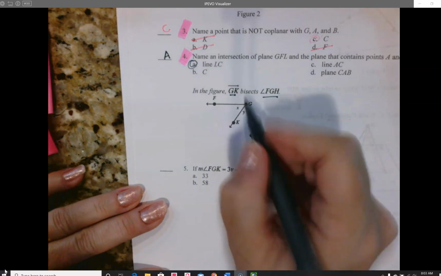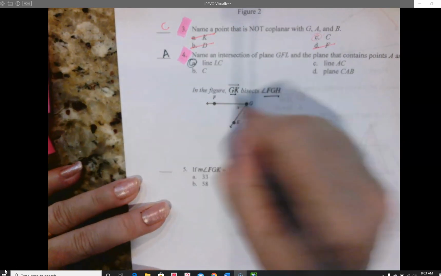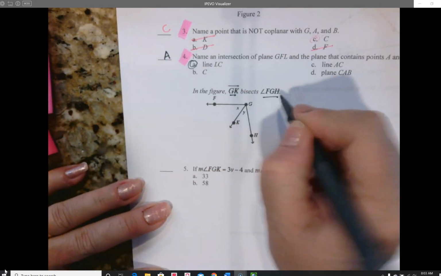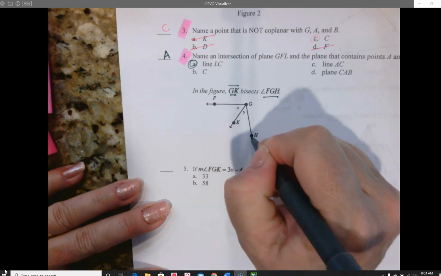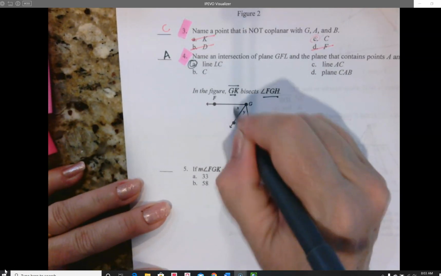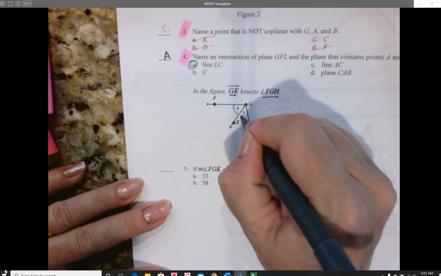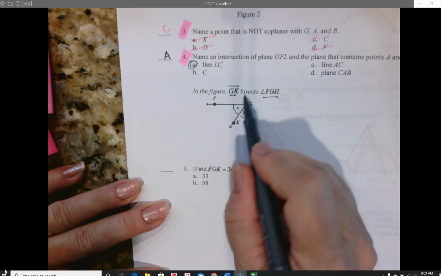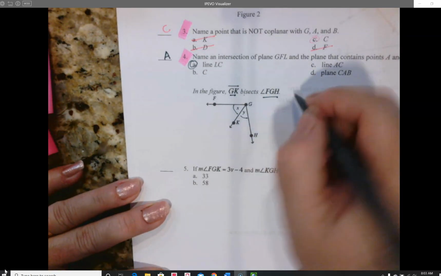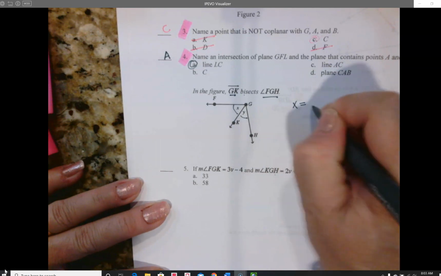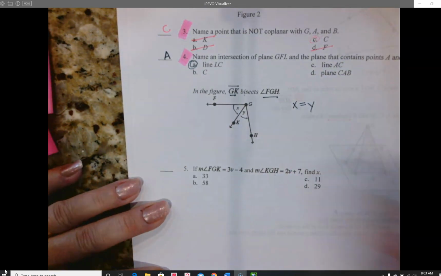So I'm looking at two things. What does the word bisect mean? So FGH is the big angle, FGK, X, and Y. Since it bisects, that means it cuts it in half. So whatever X is going to be equal to whatever Y is.